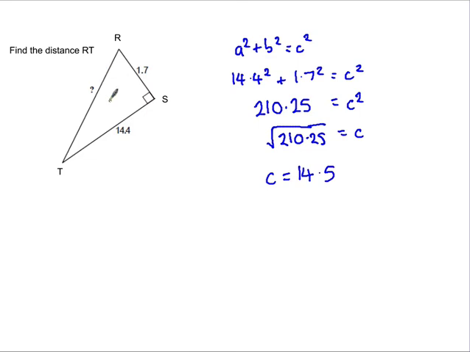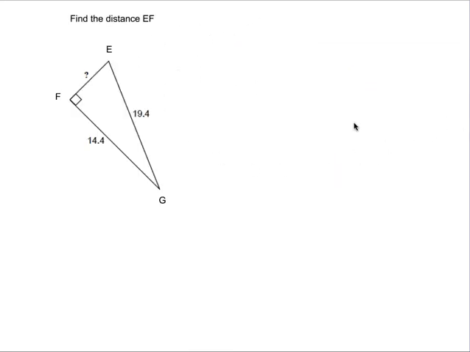And that looks roughly sensible because it's just ever so slightly bigger than this side, which makes sense if this one here is only 1.7. Notice that this picture obviously isn't to scale because this is 14.4 and that's 1.7. But don't worry about that because you've done the calculation correctly. It would normally have the words not to scale somewhere on the page, but I forgot to put it on.